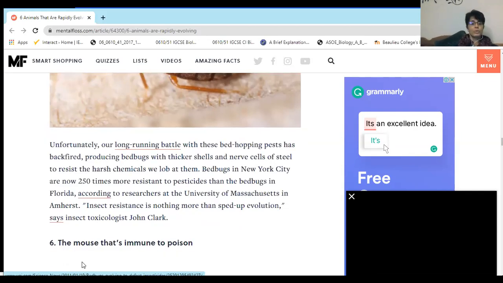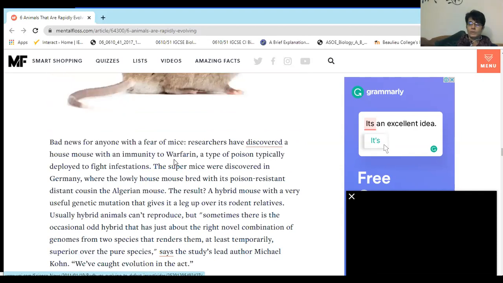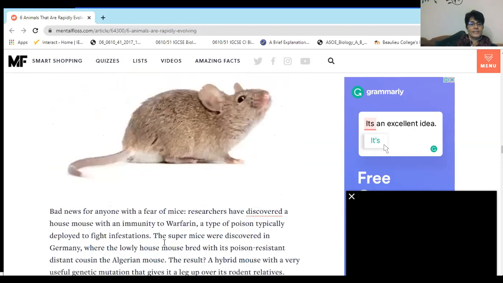A mouse that is immune to poison. So we kill mice with warfarin, Ratix, and so on. Super mice were discovered in Germany, where the lowly house mouse bred with its poison-resistant distant cousin, the Algerian mouse. And now you get a hybrid mouse with a mutation that gives them the leg up. They are better adapted than their rodent relatives. But usually hybrids can't reproduce, but sometimes there's an odd hybrid that can reproduce, and that's what they are seeing.